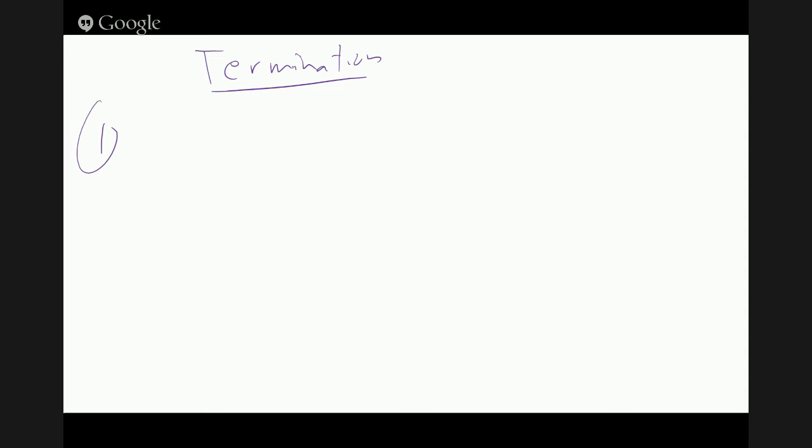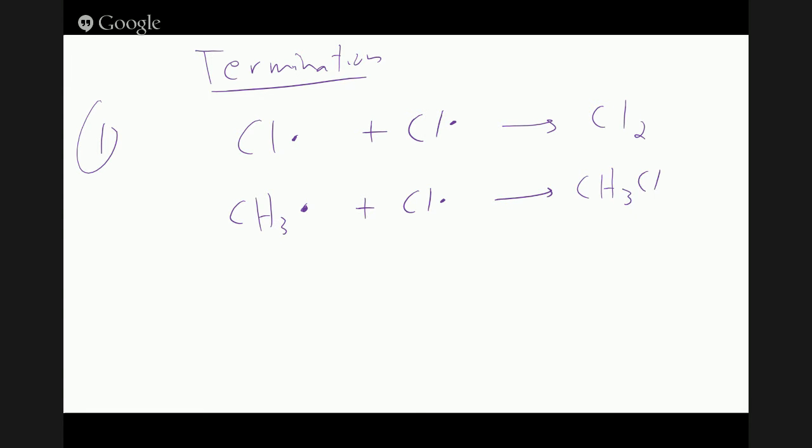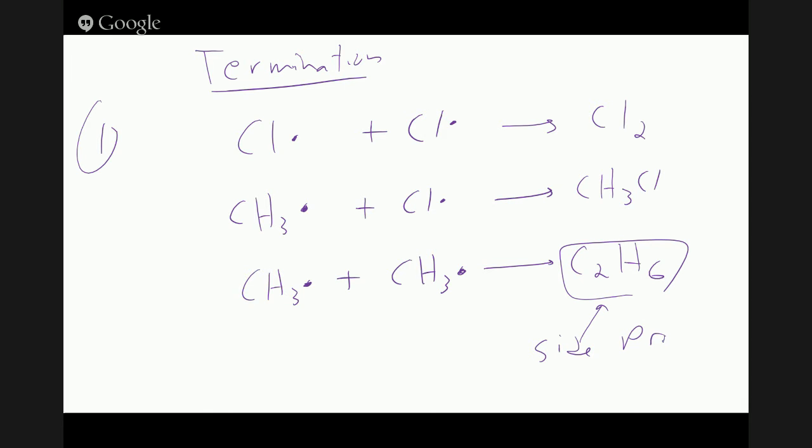And I can write a couple different reactions for termination. I'm only going to get 1 mark, but I can write a couple different reactions. And termination involves any time that 2 radicals collide. I could have a CH3 radical that collides with another CH3 radical. If it's the right geometry, it'll actually form ethane. And this is a side product. I'm only getting 1 mark for termination, but there are a couple different termination reactions.